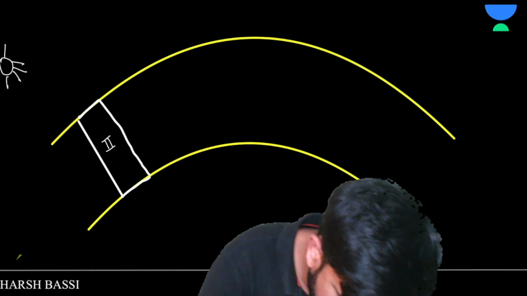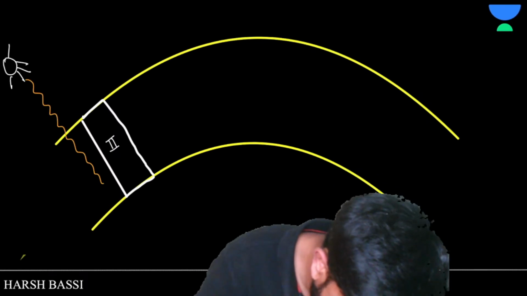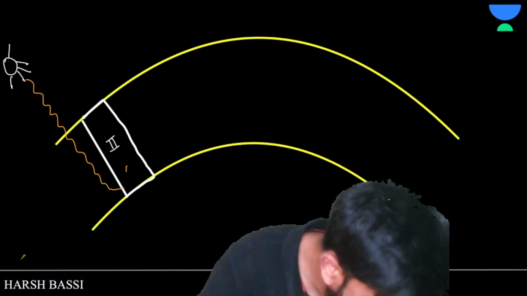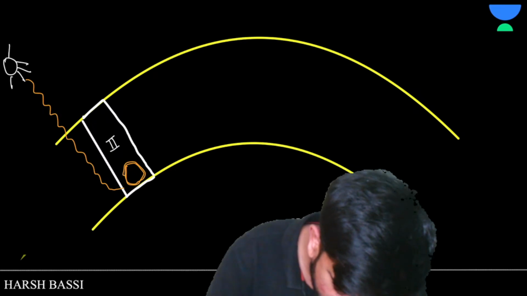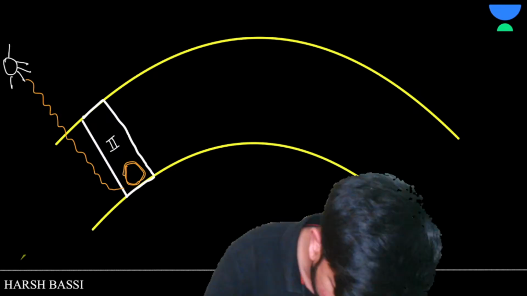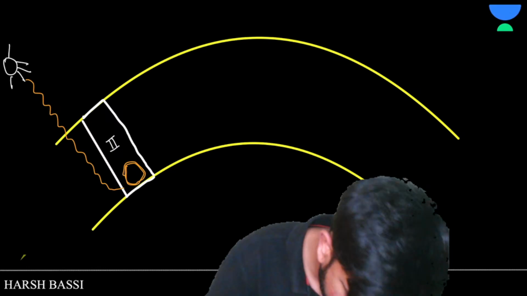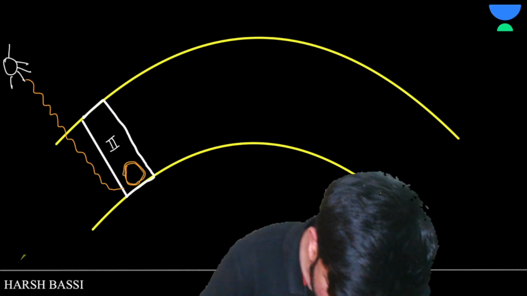So let's say this light came. And here we have the reaction center, which is chlorophyll A, and it ejected the electron. Clear? The electron is ejected. This photosystem is photosystem 2.